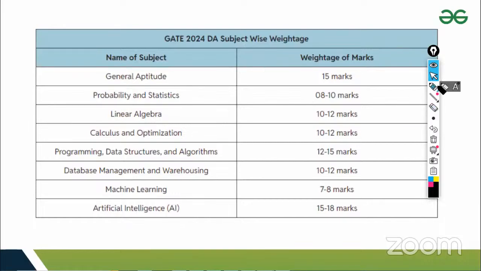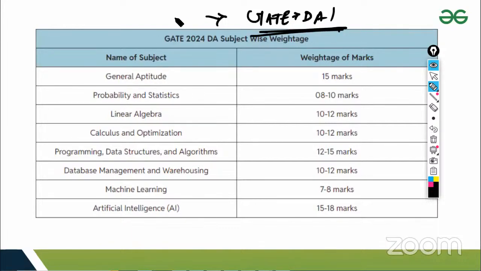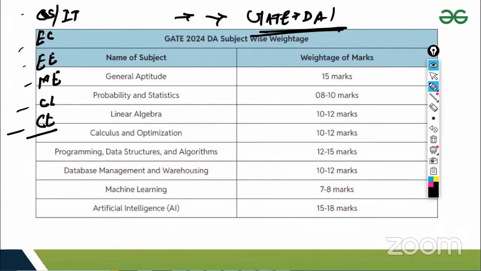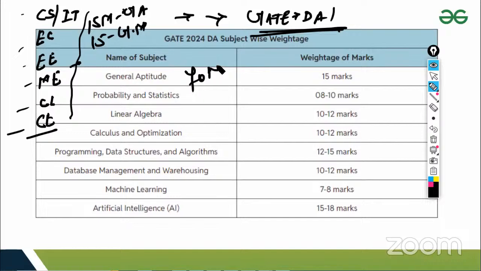On the basis of last year's question paper, see guys, I'm telling you again that GATE data science is a bit different from all the other examinations. If I talk about computer science, EC, electrical, mechanical, civil, and chemical, these core branches have a common pattern: 15 marks general aptitude, 15 marks engineering mathematics, and the remaining 70 marks for the core subject. This is how it works for all the other subjects.